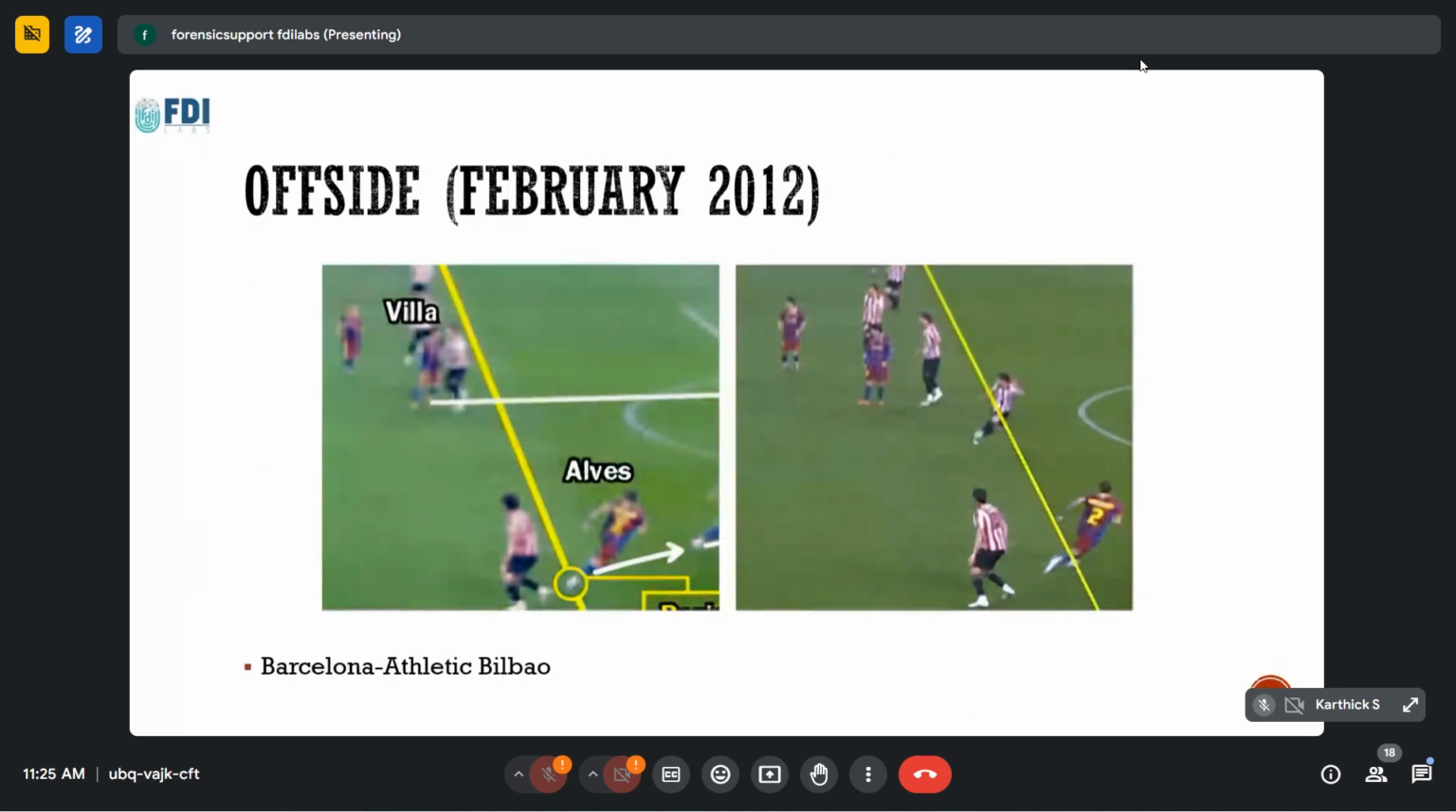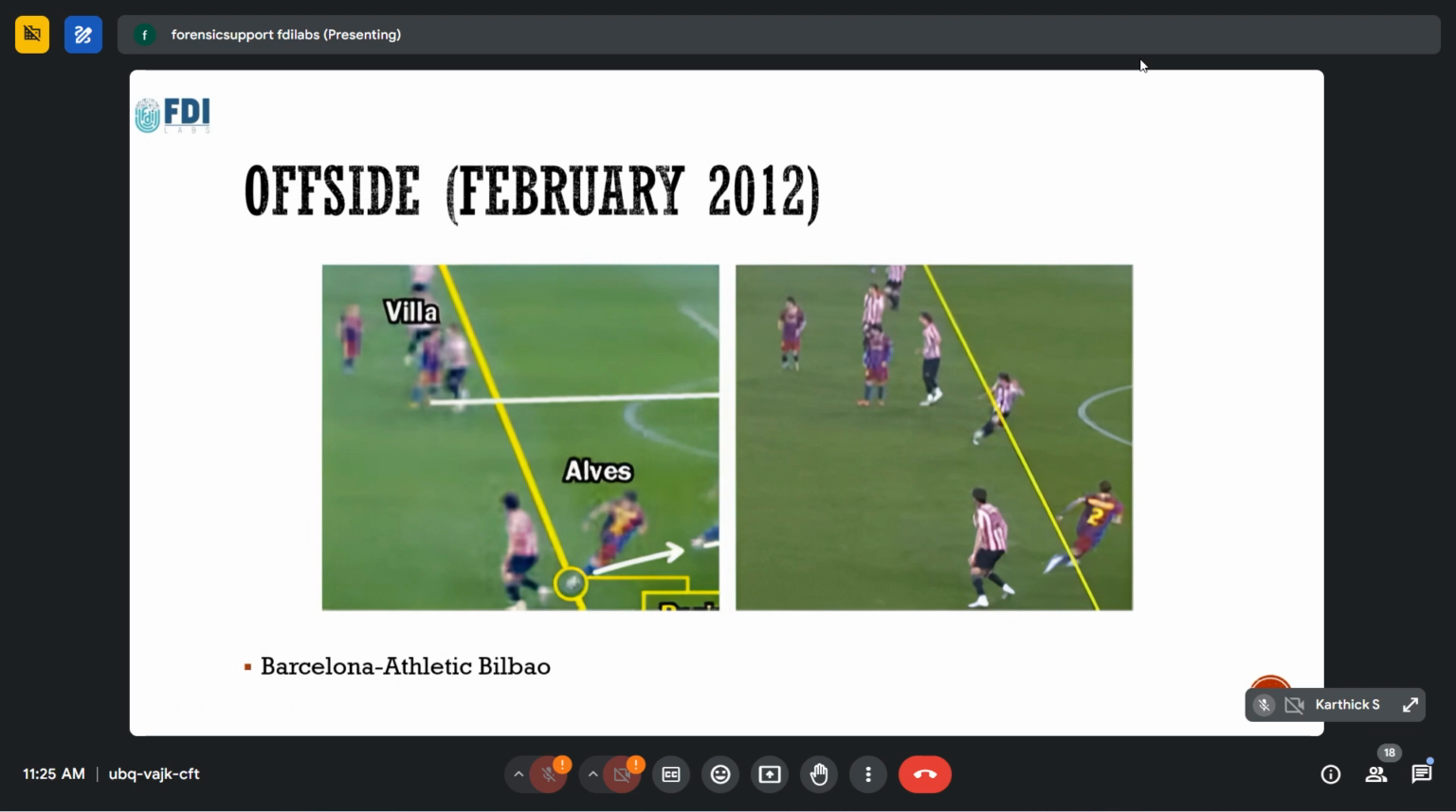This is another interesting example of a manipulation, a tampered picture. This is an example from a football match. This picture was screenshotted in a football match in February 2012 between, you can check the teams, Barcelona and Athletic Bilbao.